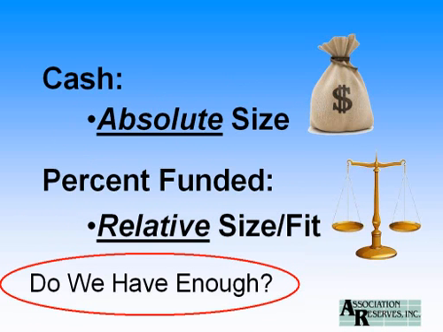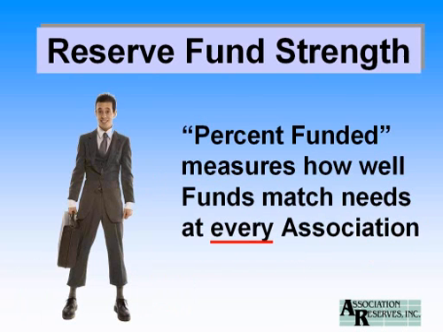Cash is clearly an absolute measurement. It's dollars. But if you want some meaning, something that answers the question, do we have enough, you need to know both how much cash the association has and how much it needs. Percent funded reliably provides that relative measurement, comparing how well the association's reserve funds matches the needs of the association at that particular point in time.